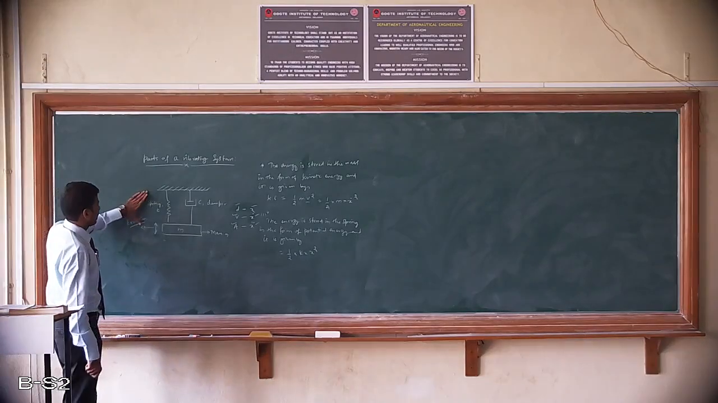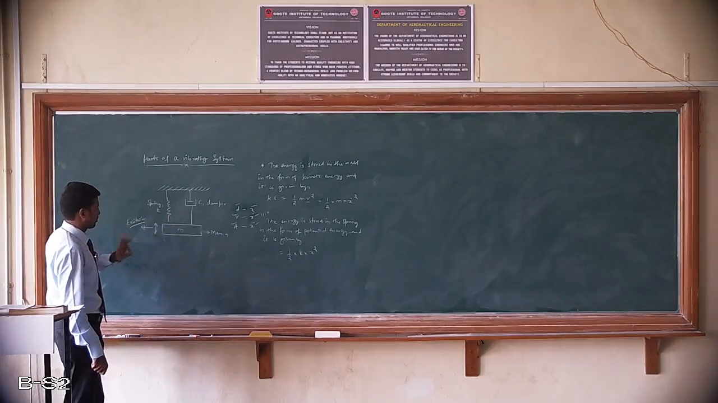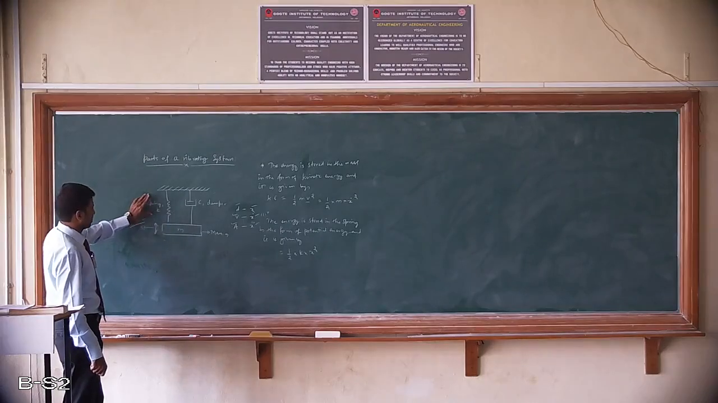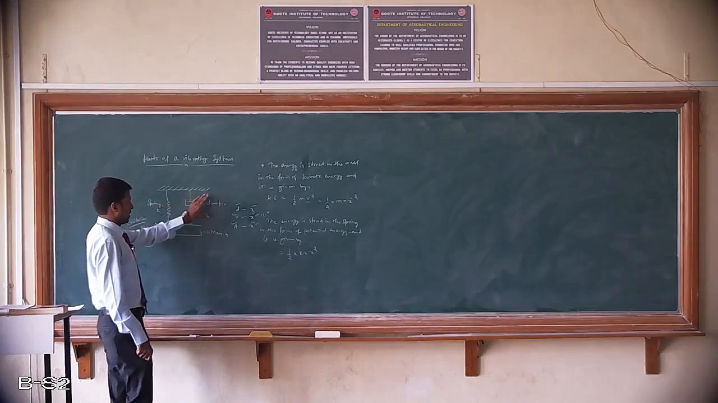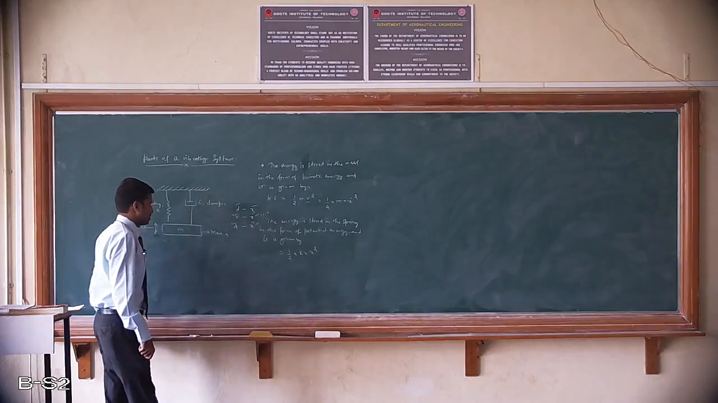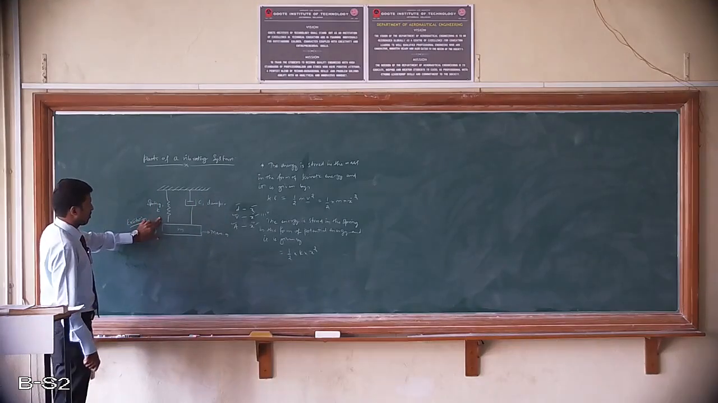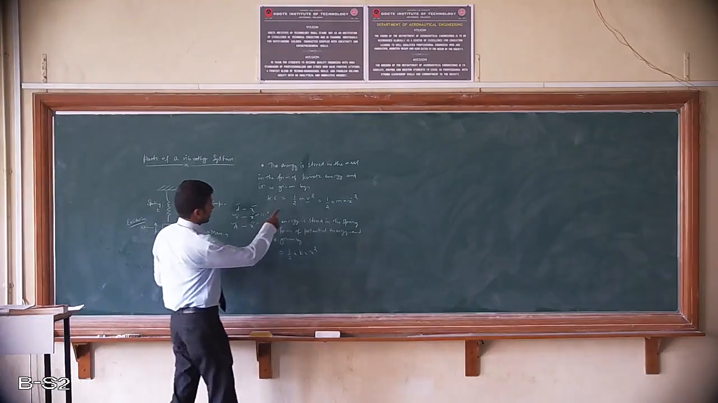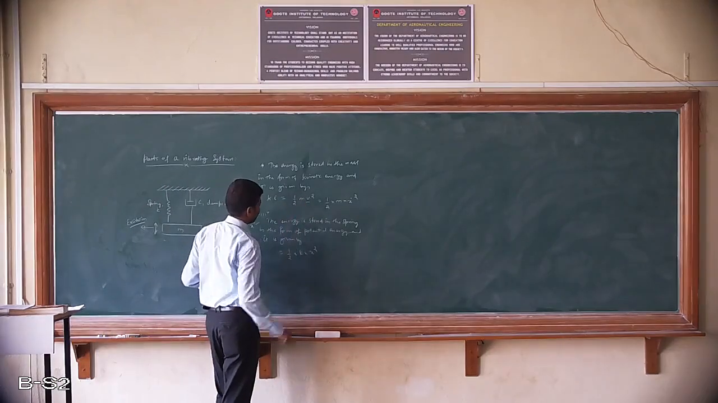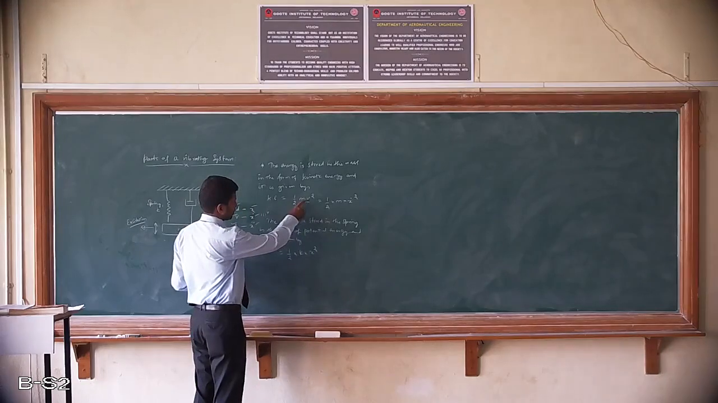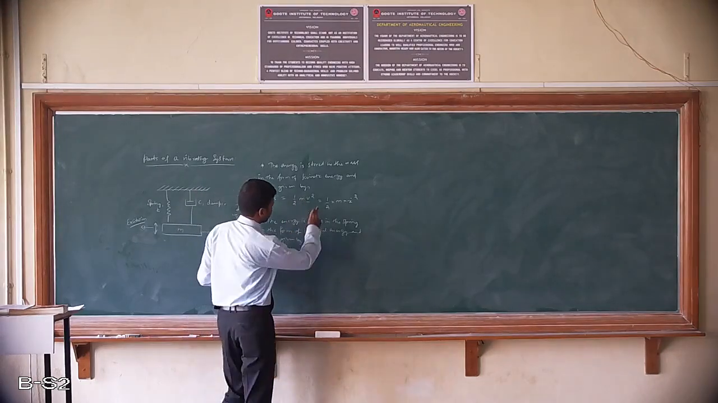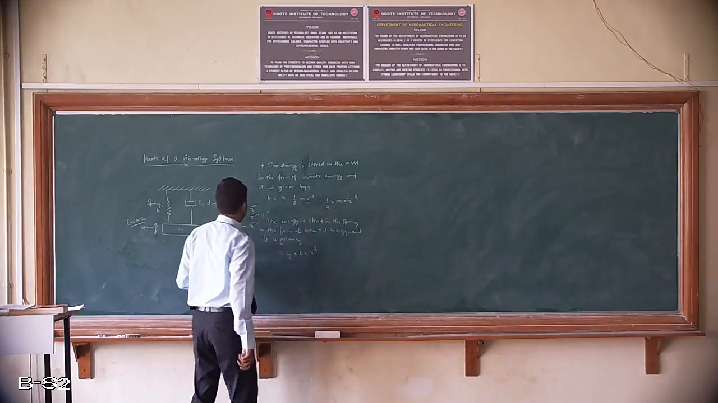So basically a vibratory system consists of three components: mass m, spring with a stiffness of k, and damper represented by c. The energy is stored in the mass in the form of kinetic energy, and kinetic energy is given by half into m into v square. Velocity we are going to represent as x dot, so it is half into m into x dot square.